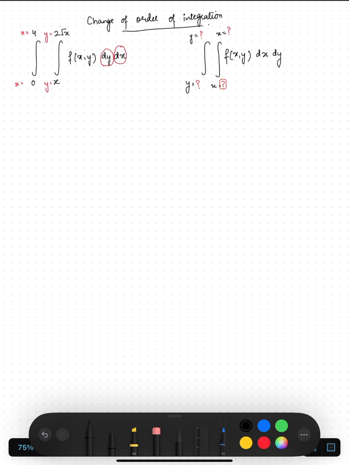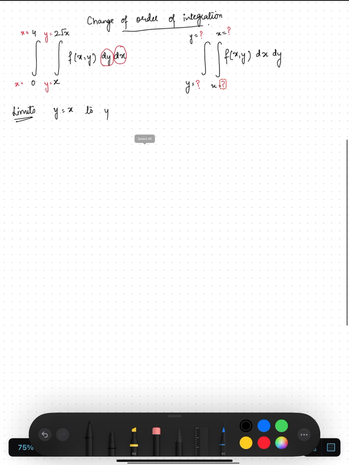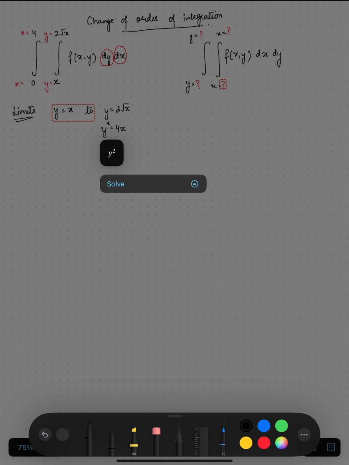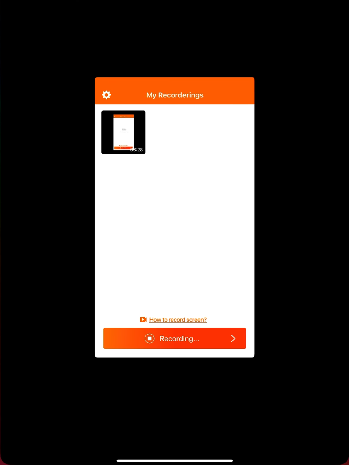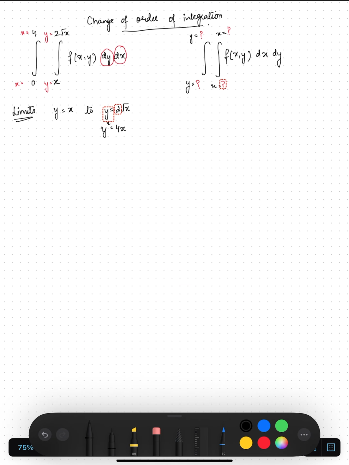For this, first of all, let us understand how to plot the graph. For plotting the graph, we always consider the limits. The inner limit is going from y is equal to x to y is equal to 2 root x, which is basically a straight line to a parabola y square is equal to 4x. And the outer limit is going from x is equal to 0 to x is equal to 4, which is basically from a straight line to a straight line.